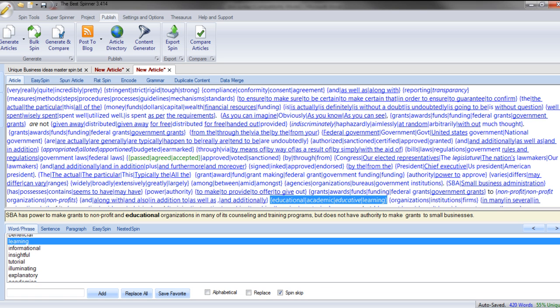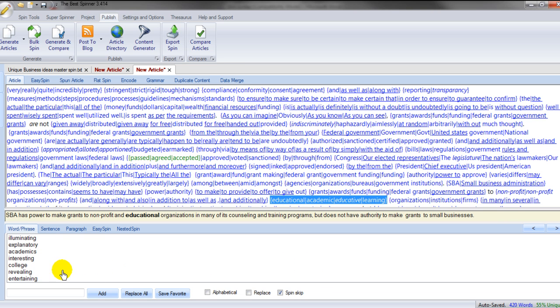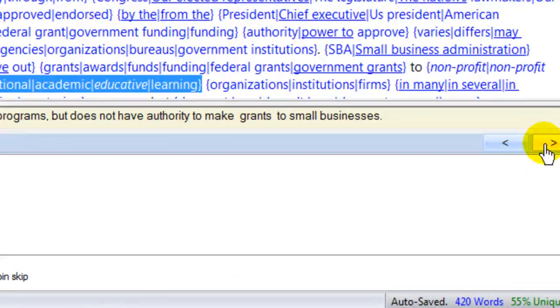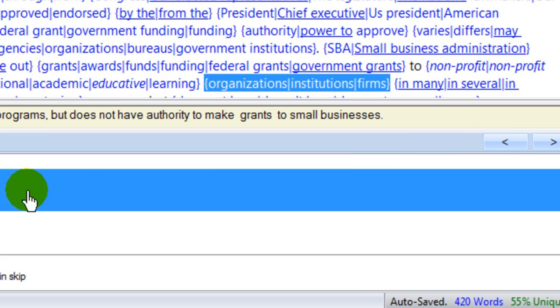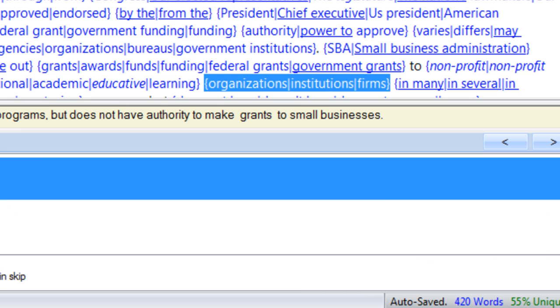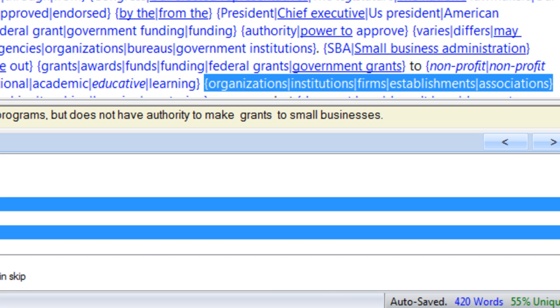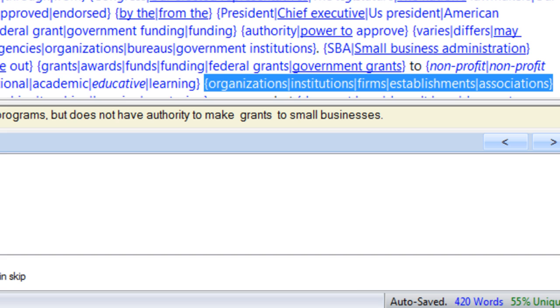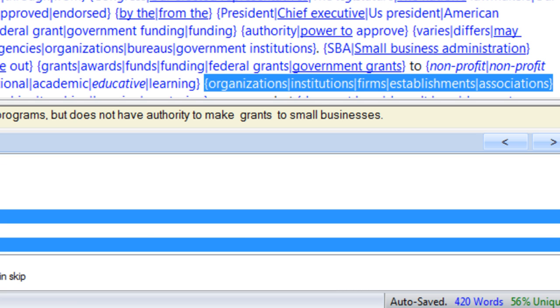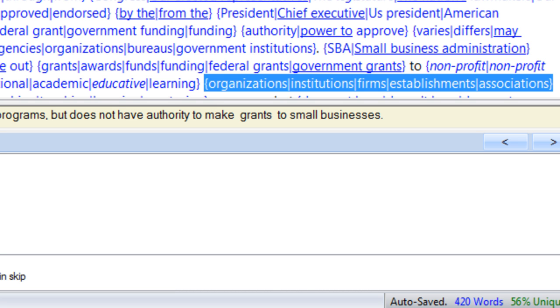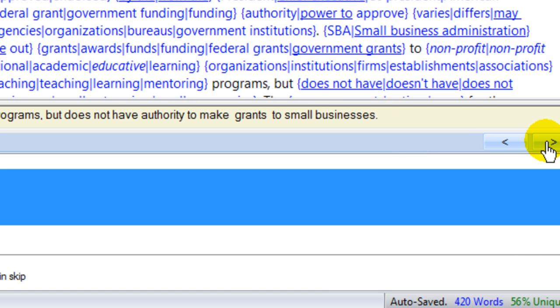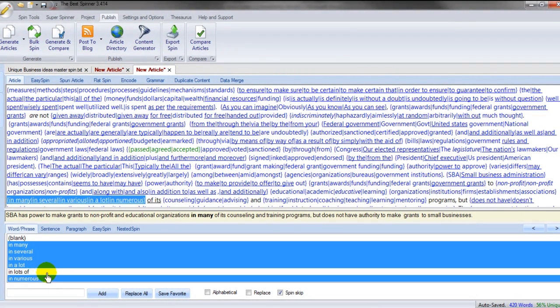Okay, that should be fine. Organizations, institutions, firms. Yeah, firms, establishments, associations. Sorry. Okay, let's move on. In many, in several, in various, in a lot, in numerous, in lots of.